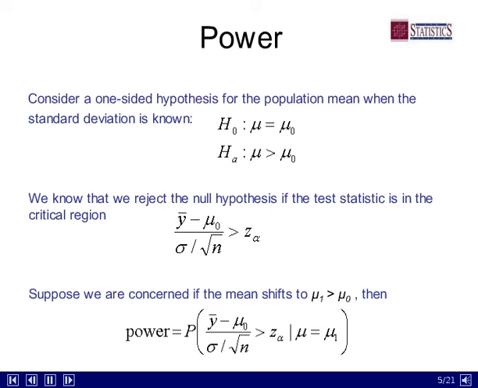So let's suppose we're concerned if the mean shifts to mu1, where mu1 is bigger than mu0, meaning it's in our critical region. It's in the alternative hypothesis. Okay? And we can write power as the probability. Now, the left-hand side of the vertical bar is the rejection part, z bigger than z alpha. Okay? Given that the alternative is true instead of the null. So instead of mu equal mu0, it's mu equal mu1. Okay, so that's where the alternative being true is on the right-hand side of the vertical bar. The left-hand side is the reject H0 part.